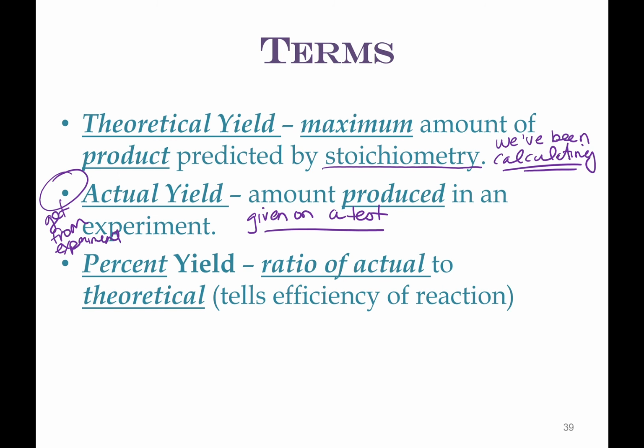So percent yield is the ratio of them. So it's actual over theoretical times 100. And I know we just went over that not too long ago, so I'm just going to let that go. Just a few slides ago. This is just a reminder slide of these terms. So we're going to start throwing theoretical yield into these problems.